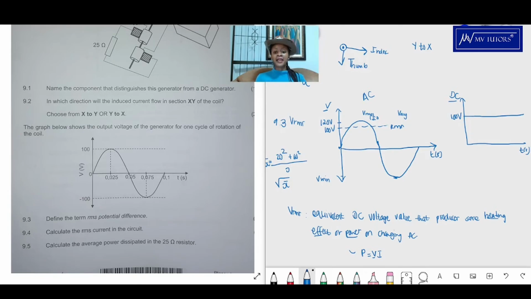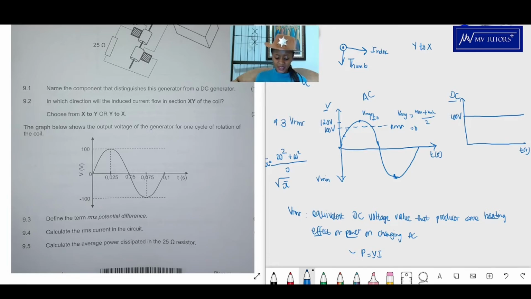So that's why VRMS is the equivalent DC voltage value that produces the same heating effect or power as a changing alternating current. Because it's alternating, we can't trust it. We can't take the peak values. We can't even take the average value, because the average would be the minimum plus your max over 2, and that would give you 0. So the one thing you can use that is stable would be the RMS value.